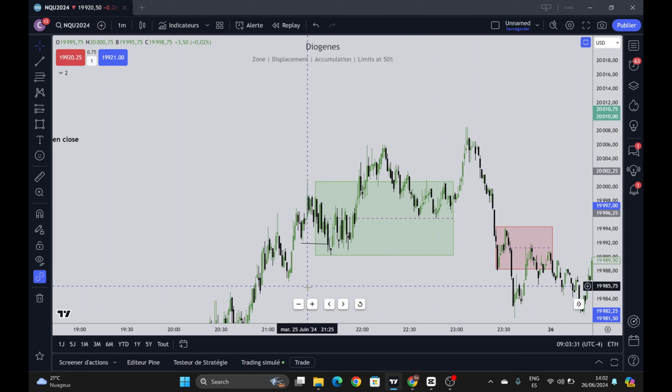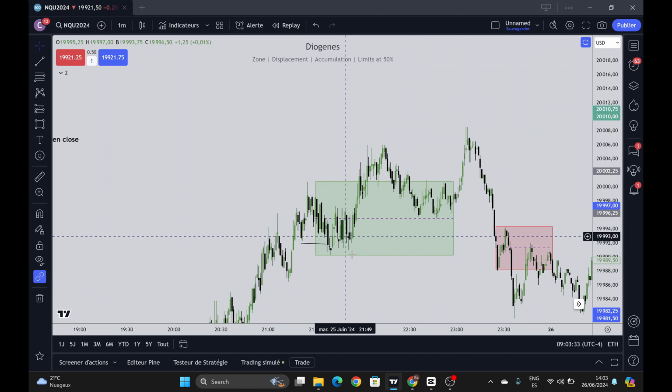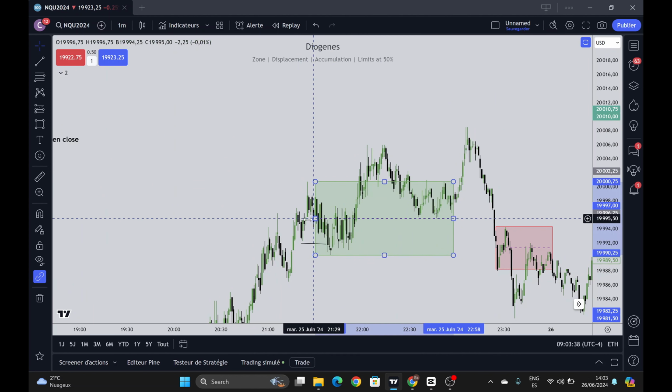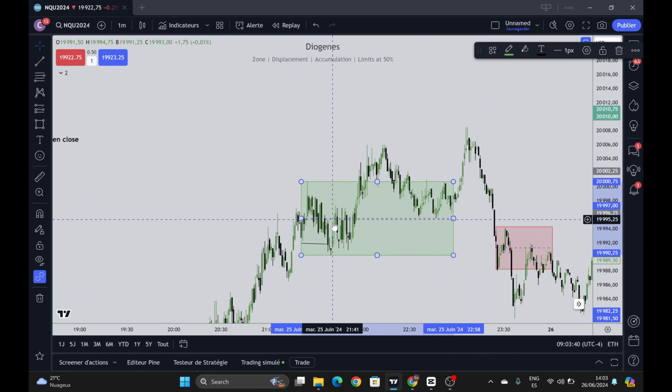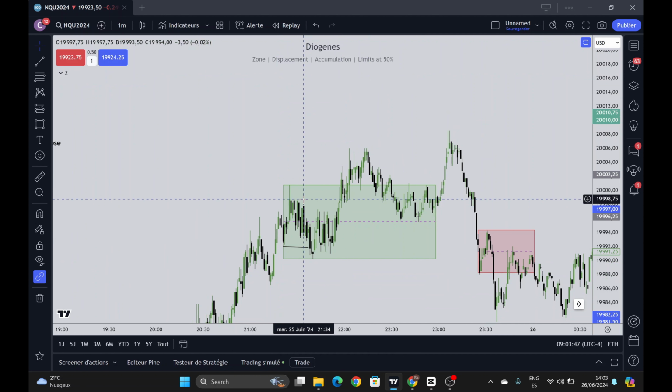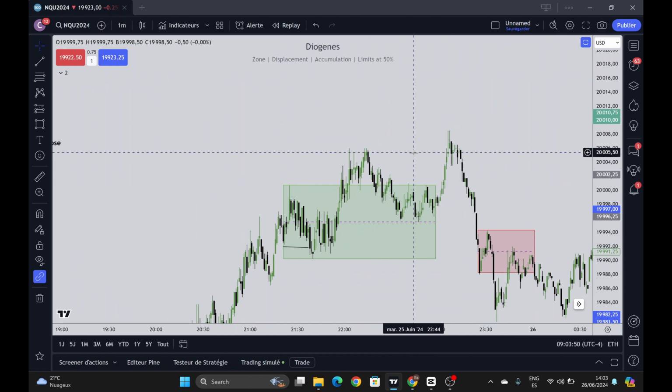Okay, so for example, we have this zone here, we take the low, then we remain bullish. So for me, the zone created will be high probability, and we did all the criteria that we talked about before. So that's why the 50% was high probability.